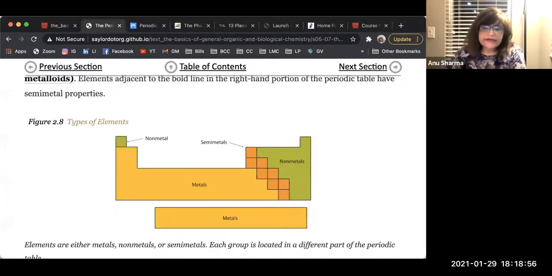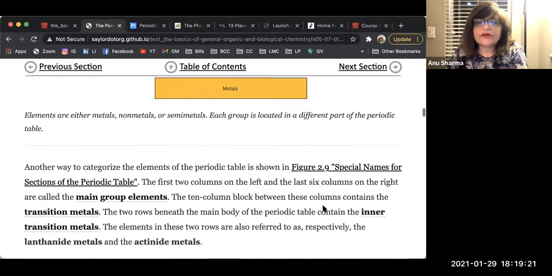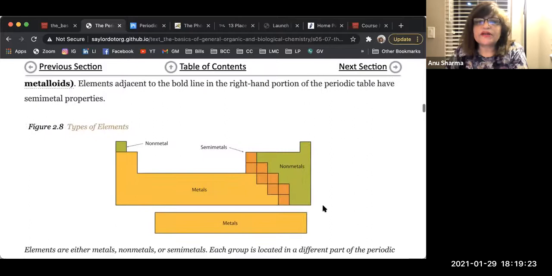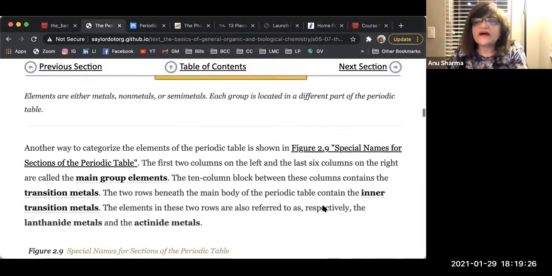Okay, I'm going to show you from the book. All right, now we are looking at the periodic table, which we just discussed. This is just a pictorial representation of the types of elements. You can see the metals are very broad, there are more metals in the periodic table. Then the non-metals are all the green ones right here. And then the step ladder, these are the metalloids. So this is how the periodic table is basically classified.